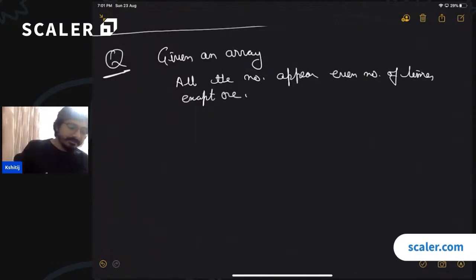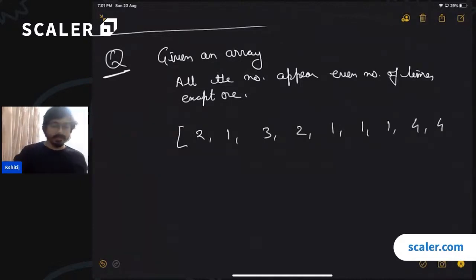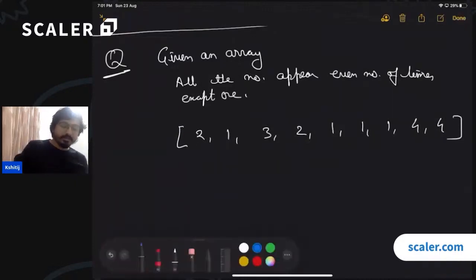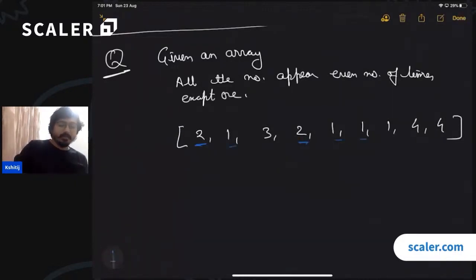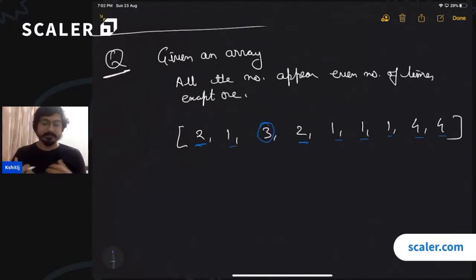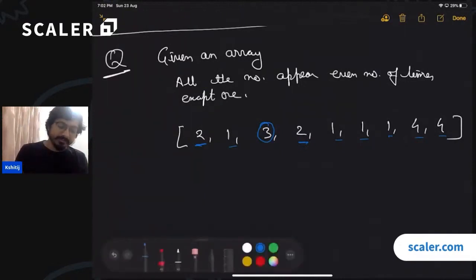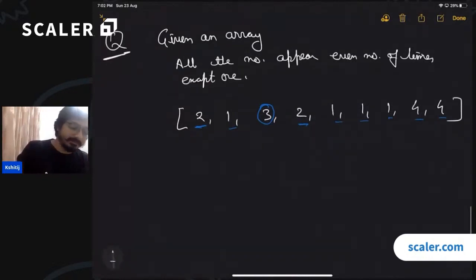So for example, your array can be 2 1 3 2 1 1 1 4 4. In this array, you can see that 2 is occurring twice, 1 is occurring 4 times, 4 is occurring twice, but there is exactly one number, 3, which is occurring once. So there is exactly one number which will occur an odd number of times, and all the other numbers will occur an even number of times. You have to return the number which is occurring an odd number of times.